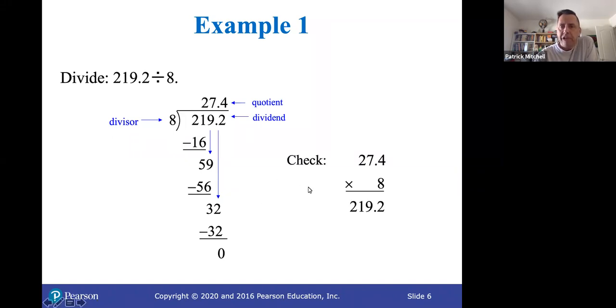And remember, as a check to a division problem, you can multiply the quotient by the divisor. If you multiply the quotient by the divisor, you can see that that comes out to 219 2/10, which is the original dividend. So that checks out.